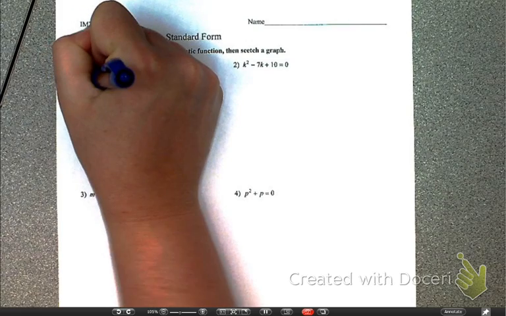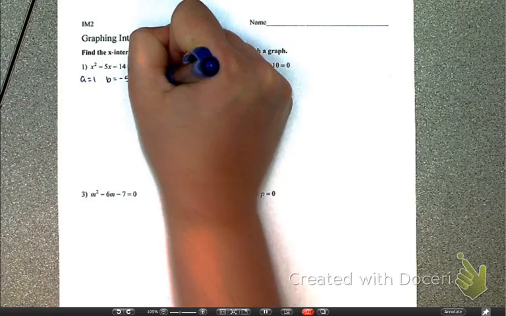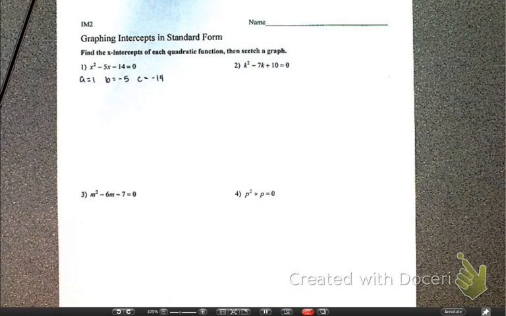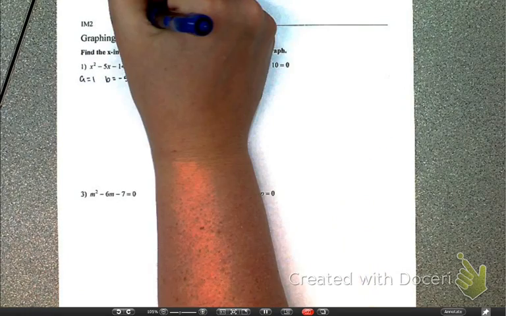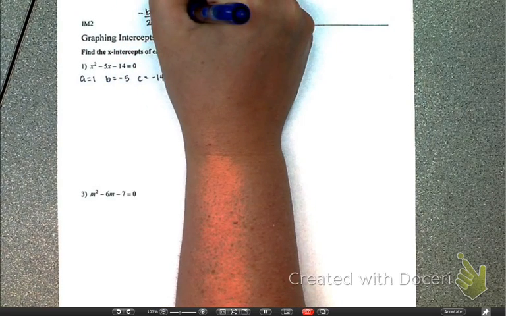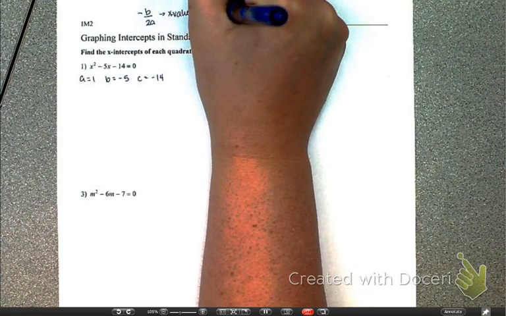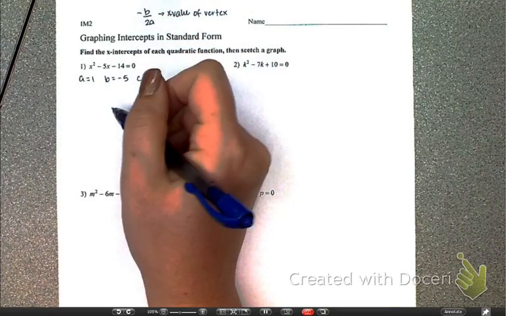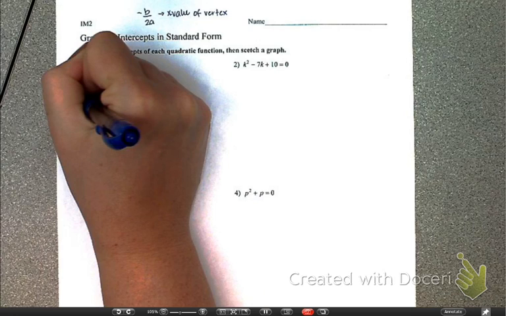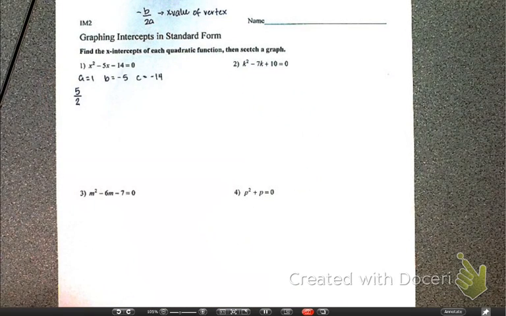A equals 1, B equals -5, C equals -14. If I plug it into negative b over 2a, because remember negative b over 2a finds the x value of your vertex. So negative b over 2a. B is already negative, so it becomes positive over 2 times a, which is just 2. So the x value of my vertex is 5/2.